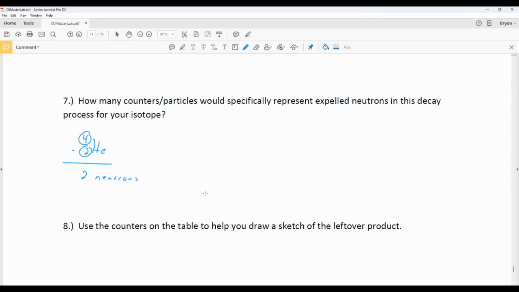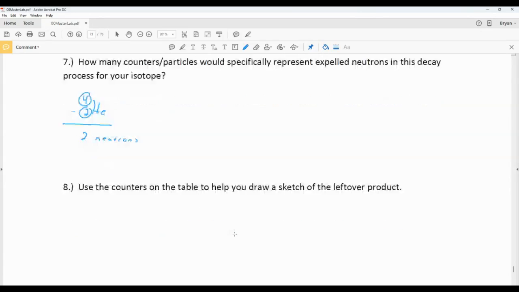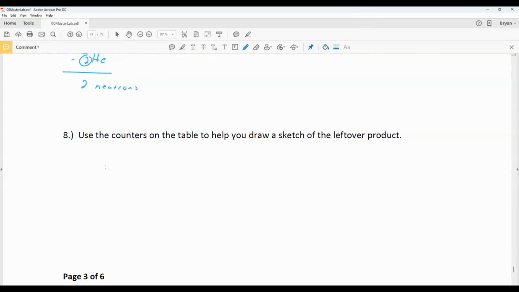Okay, and then if we think about what we've got then, I'm going to scroll down so I have a little more room to draw. We have our nitrogen-11.